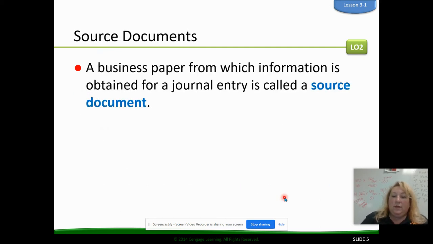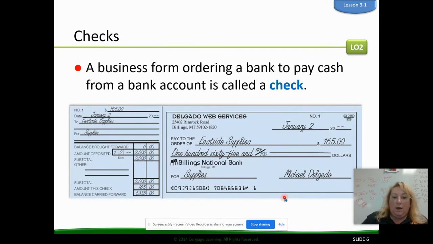So the source documents that we're going to be using, these are the things that generate those transactions. So this is one example of a source document. So it's a check. So cash and check in accounting are the same term. They mean the same thing. So anytime we write a check, that check means that we're using cash out of our account to buy something or to pay something, okay? So this is an example.